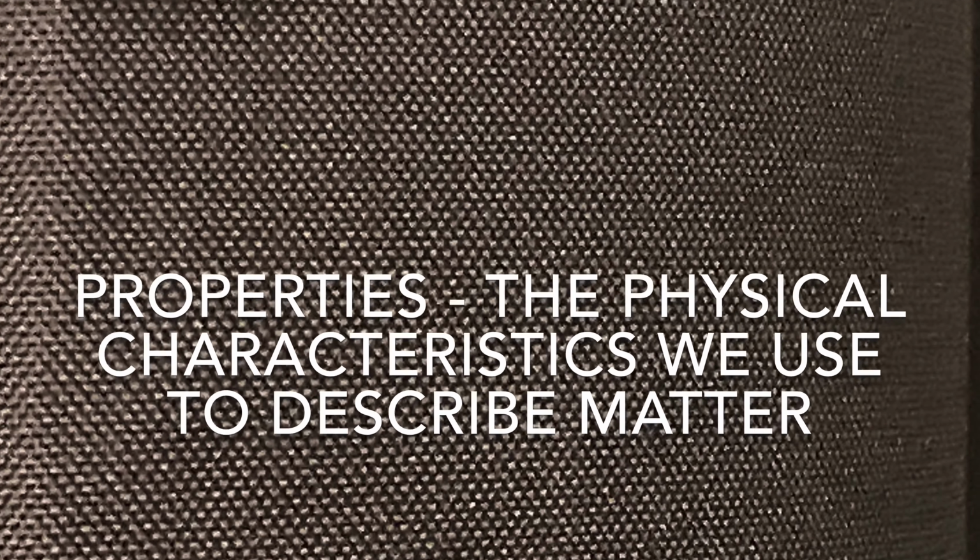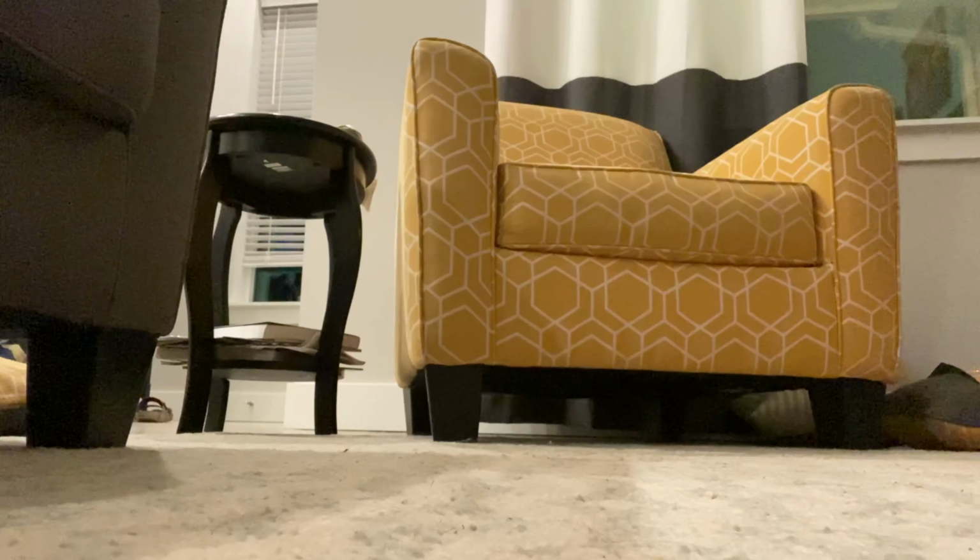There are three main characteristics we look at when identifying the properties of matter. First, we need to decide whether the matter can change its shape or if it keeps the same shape. Let's take a look at a few objects we can find around the house.